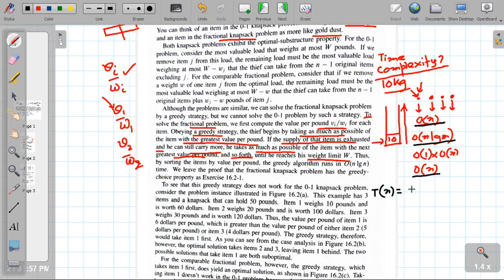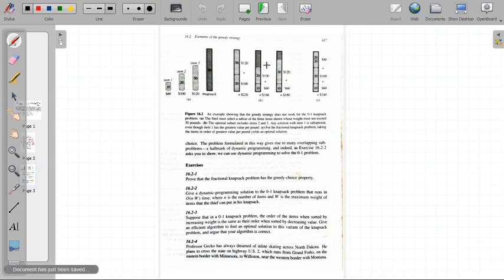Tn will be order of n plus order of n log n plus order of n plus order of n. Okay. So this will be equal to order of n log n. So with this order of n log n time complexity, we can solve this fractional knapsack problem. Okay. Fractional knapsack problem, right? So now there is one example given.